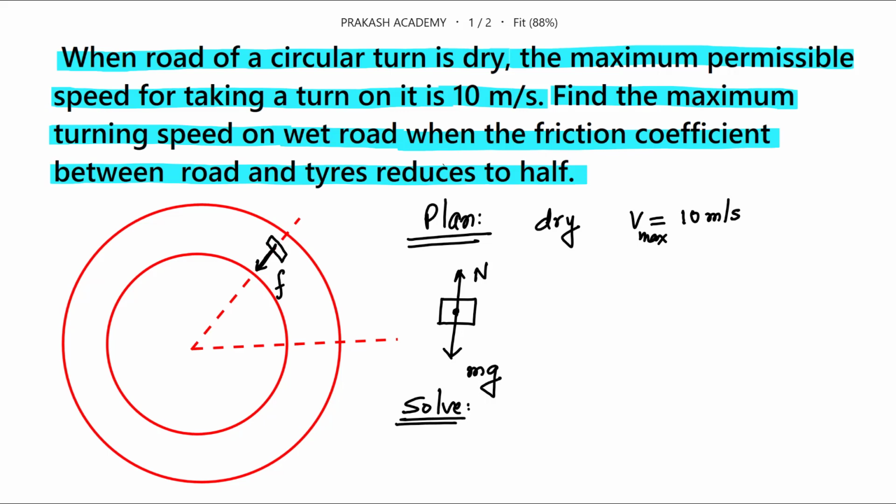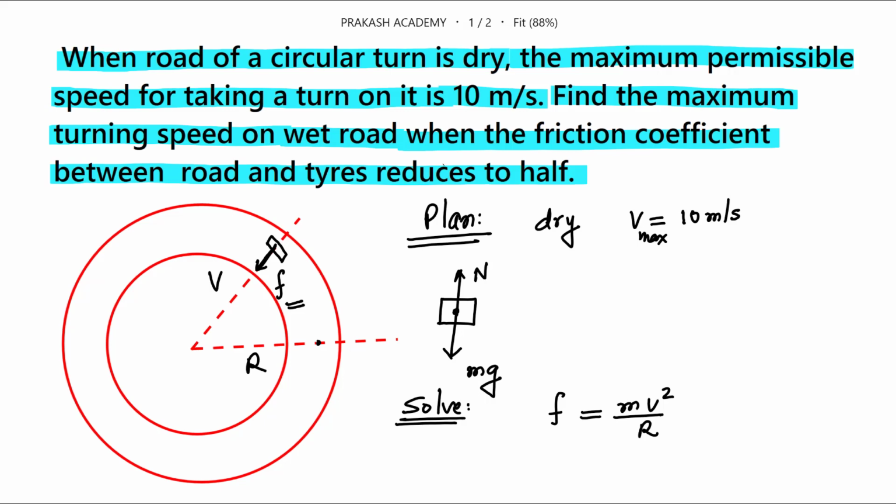Since this car is moving in a circular path, the friction force is equal to mv square by r. Let's say the radius of this is r, the mean radius on which this car is moving. So the radius of this circular path is r and v is the design speed, or let's say simply v.